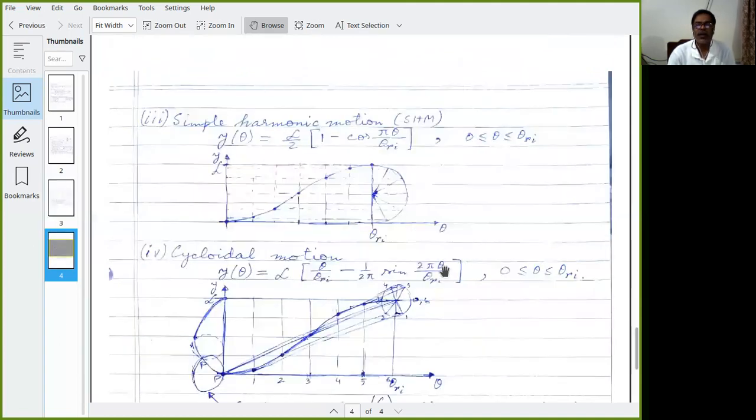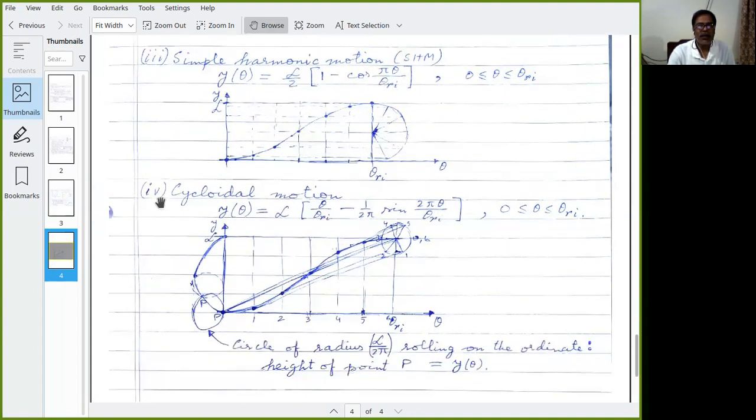Another kind of motion which is often asked for in a clamp follower is cycloidal motion. What is a cycloid? If you take a little circular disc and roll it on this straight edge, then the locus of a point on it makes a curve which is called a cycloid. If the radius of this little circle is L by 2 pi, then by the time it completes one cycle, this point would again come here.